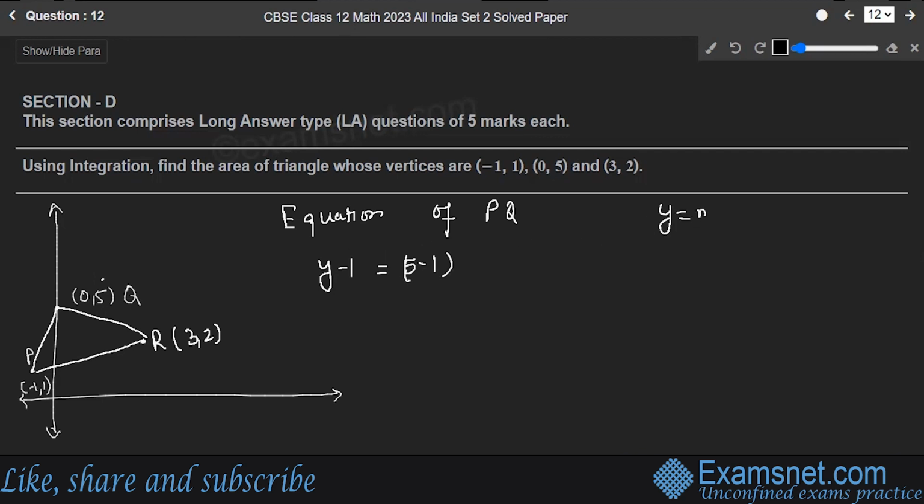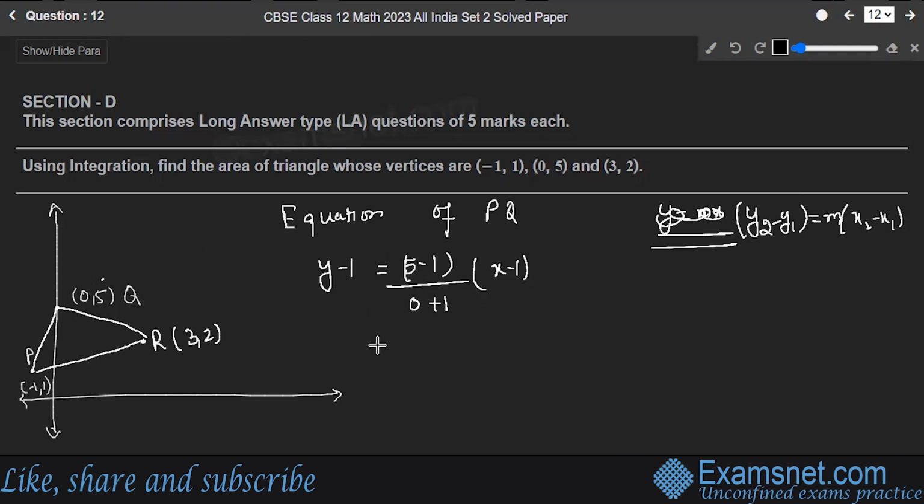Upon 0 minus of minus 1, that will be equal to plus 1 into x minus 1. So here I'm using y2 minus y1 is equal to slope into x2 minus x1 formula. Okay, fine. So this becomes y minus 1 is equal to 4 into x minus 1, which makes you y is equal to 4x plus 5. That's the equation for PQ.